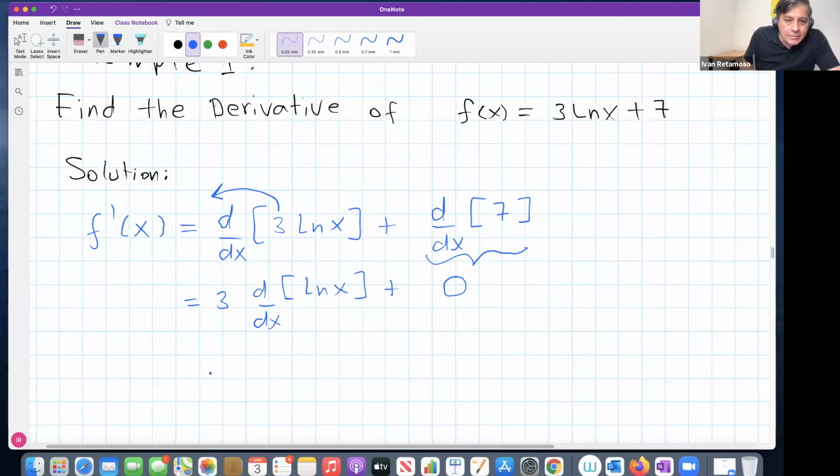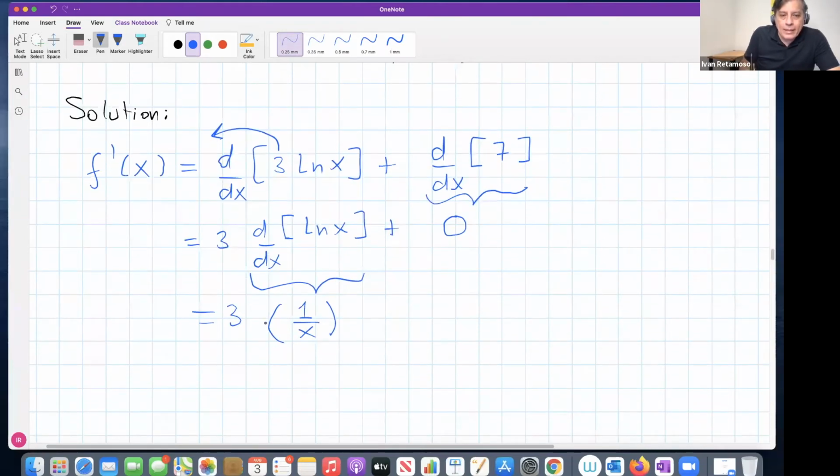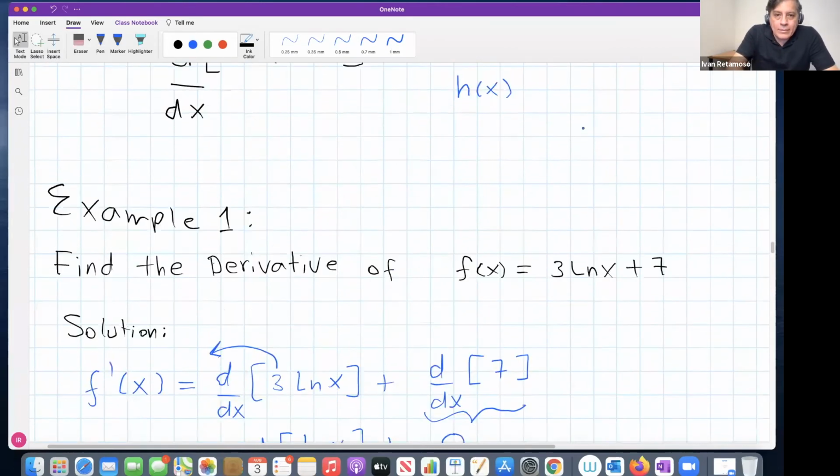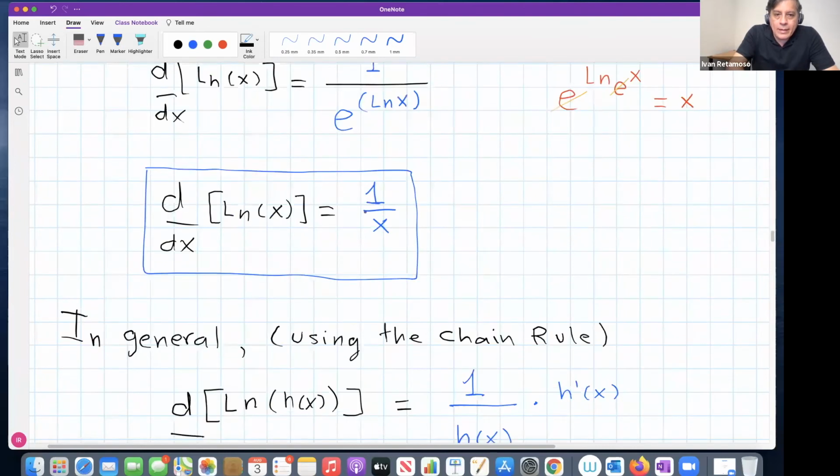We stay with this, but this will be 3 times. What is the derivative of natural log of x? We just said that. It's just 1 over x. And then finally, you multiply 3 times 1 is 3, x on the bottom, 3 over x is the final answer. Excellent. So this was the first example, a direct application of this formula, derivative of natural log of x, 1 over x.